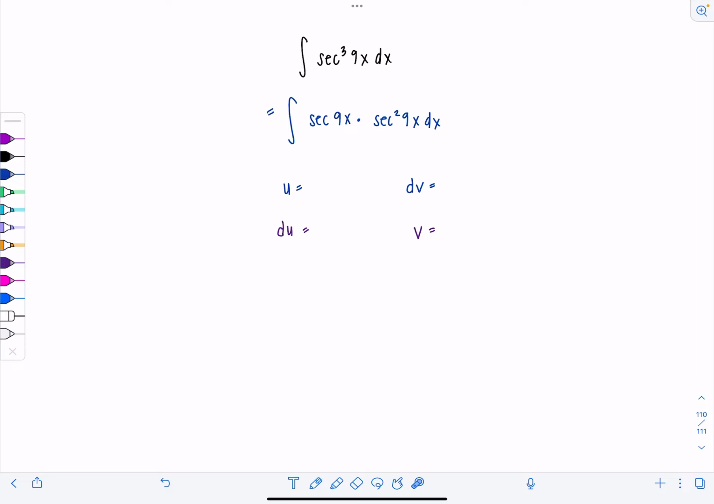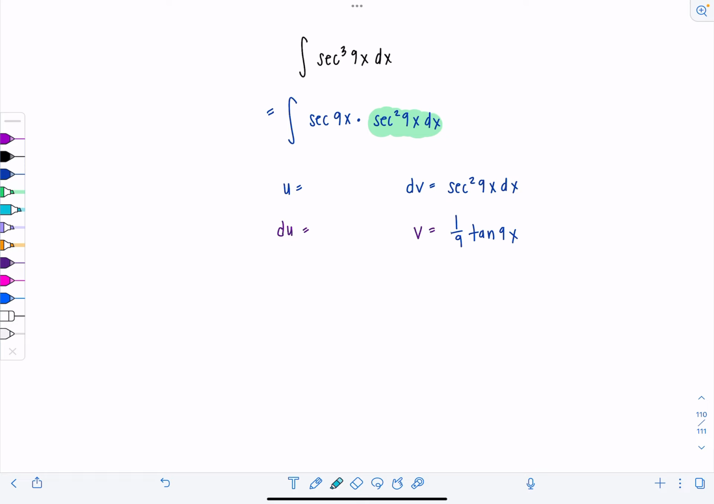Based on what's going on here, whose antiderivative do you know? Right off the bat, really easy, that should be dv. I'm looking and I'm like, oh yeah, secant squared. I know that antiderivative. That one's no big deal. Secant squared 9x dx, that antiderivative is just 1/9 tangent 9x. And what if you're like, oh, I don't really remember all my trig derivatives and antiderivatives? Well, stop it. Memorize them. There's no way around it.